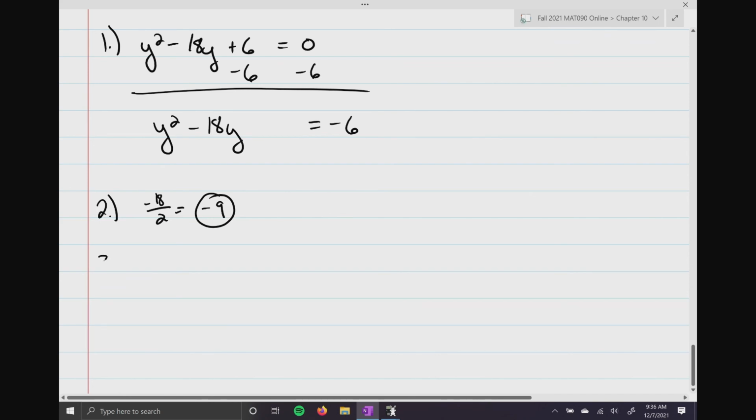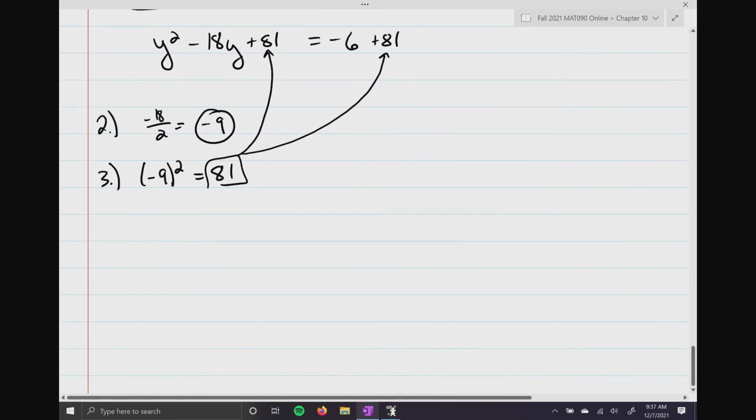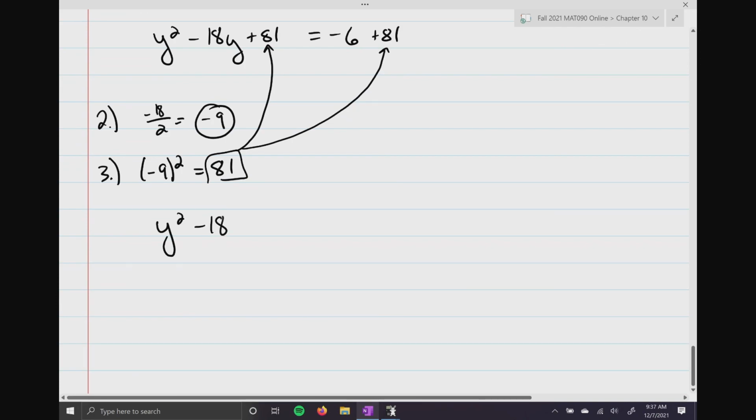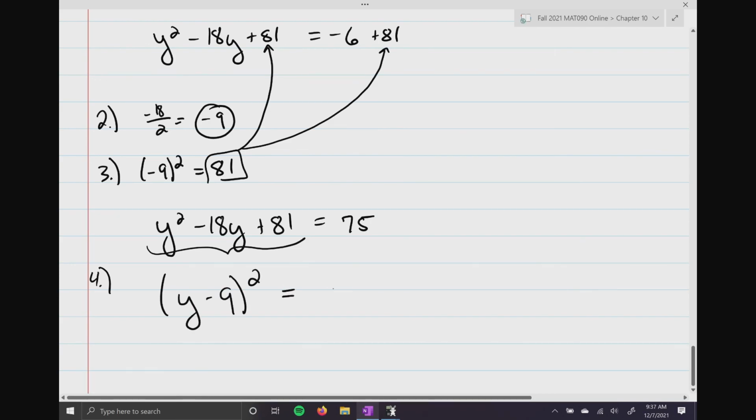Step 3, let's take negative 9 and square it. That's going to give us 81. Now we're going to add 81 to both sides of the equation. Okay? So that's going to give me y squared minus 18y plus 81 equals negative 6 plus 81 is 75. Step 4, we can factor this, and that will factor down into y minus 9 quantity squared equals 75.